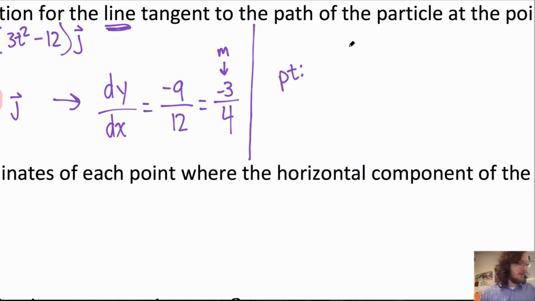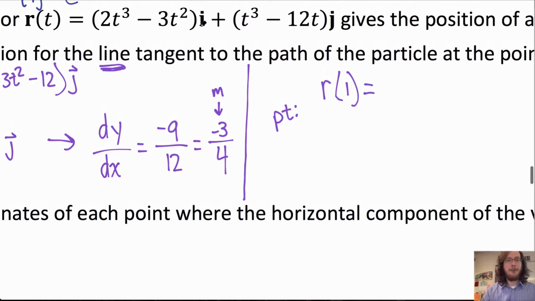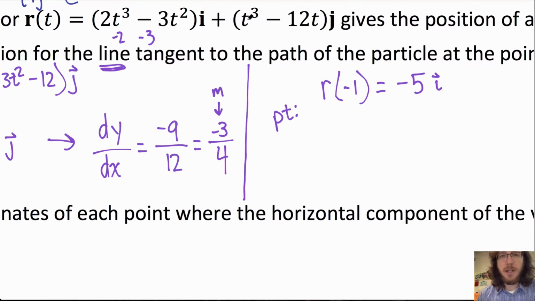Okay, so we've got to go to our position function, that's r. We want to find r of -1. Plugging -1 into our function: -1 cubed is negative, so we get -2. -1 squared is +1, minus 3, so we get -5 for our a component. Plug it into our b component: -1 minus a negative, so that's plus 12, which gives us +11 for our b component.